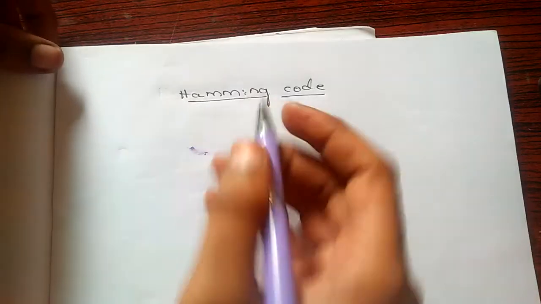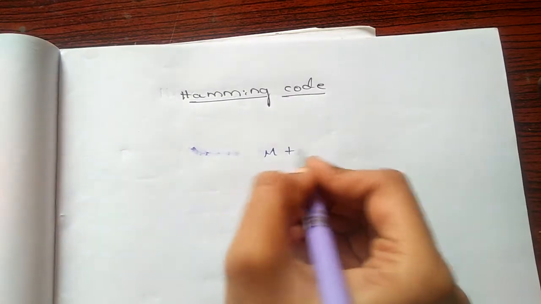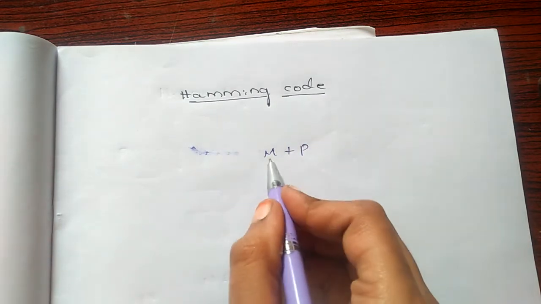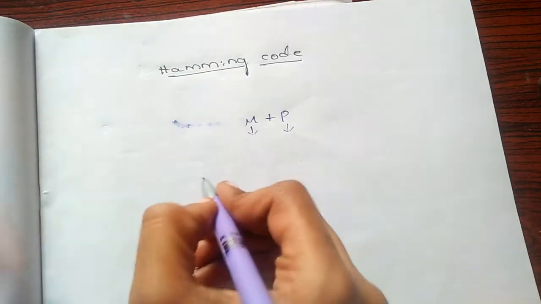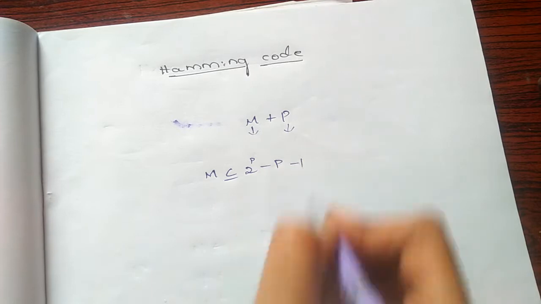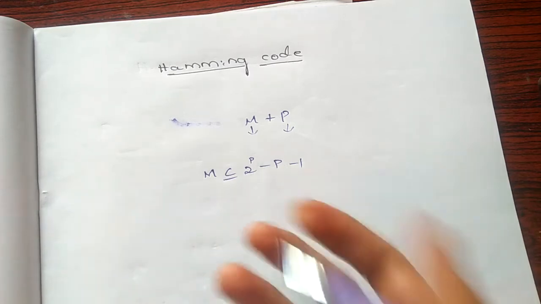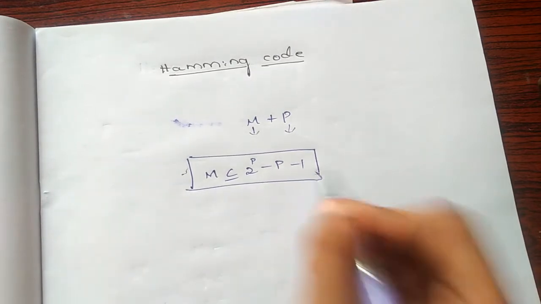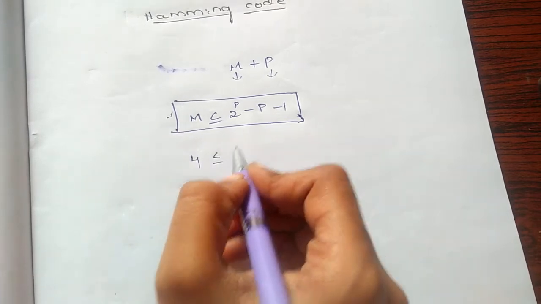Okay. So what is a Hamming code? It is a group of a code, with message bits plus parity bits. But here there is one condition for how many message bits there are, how many parity bits should be sent. That condition is m less than or equal to 2 power p minus 1. So for m number of message bits, how many p number of parity bits have to be sent is defined with this condition.